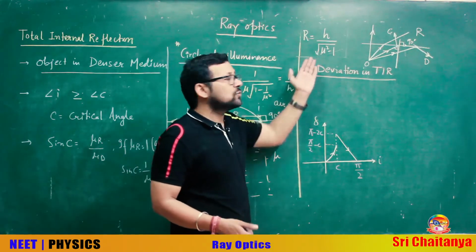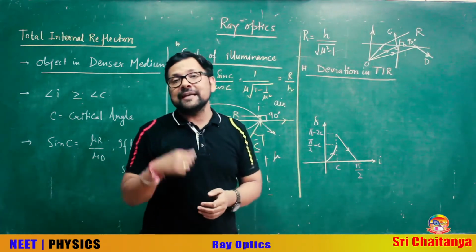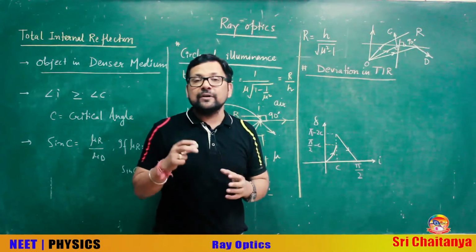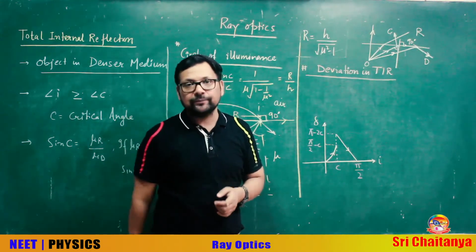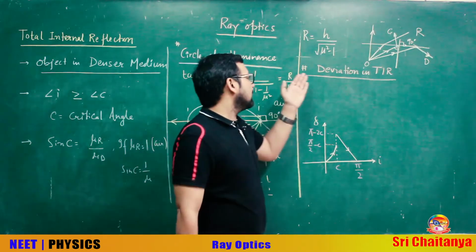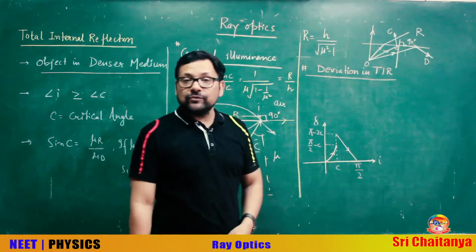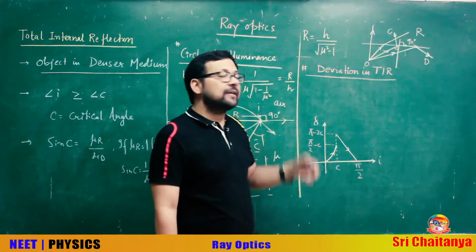And in this, do remember, mu means mu denser upon mu rare. So if the rarer medium is not air, write mu as mu d by mu r. Okay? Okay, the next and very important application of TIR is deviation in TIR.